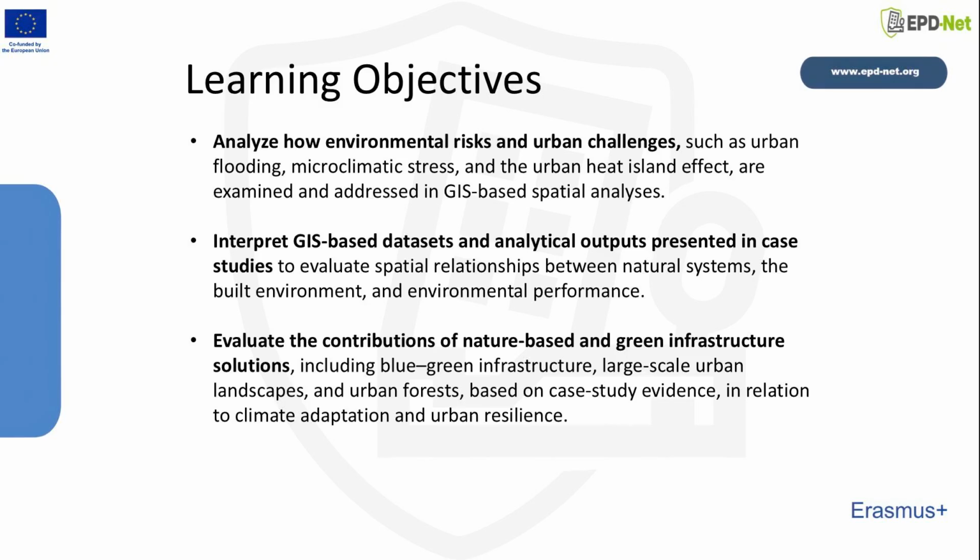By the end of this course, students are expected to analyze how environmental risks and urban challenges, such as urban flooding, microclimatic stress, and the urban heat island effect, are examined and addressed in GIS-based spatial analyses; interpret GIS-based datasets and analytical outputs presented in case studies to evaluate spatial relationships between natural systems, the built environment, and environmental performance; and evaluate the contributions of nature-based and green infrastructure solutions, including blue-green infrastructure, large-scale urban landscapes, and urban forests, based on case study evidence, in relation to climate adaptation and urban resilience.